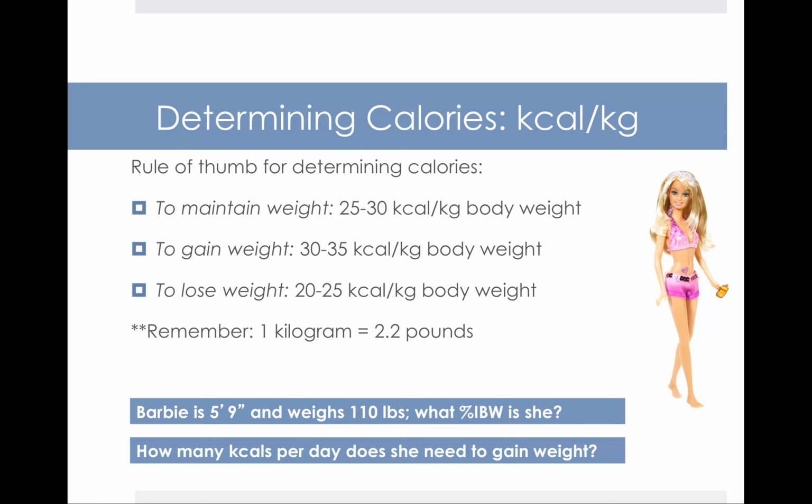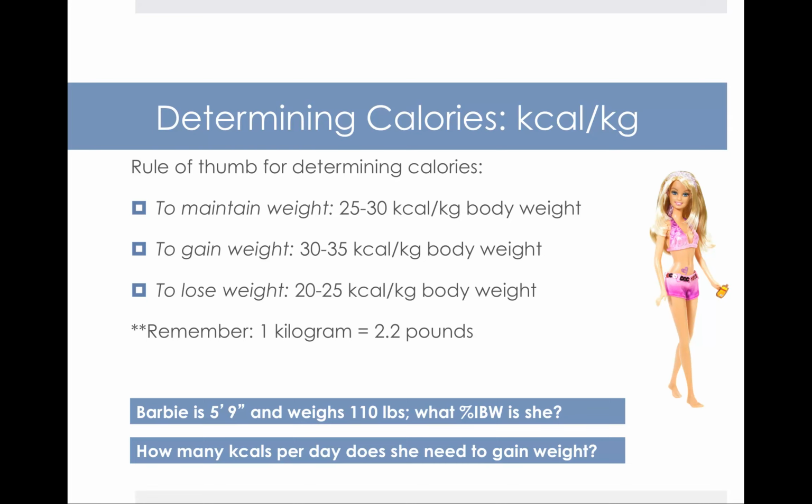And basically the way it goes is that if you want to maintain your weight, multiply your weight in kgs by 25 to 30. If you want to gain weight, you eat more, so multiply your weight in kgs times 30 to 35. If you want to lose weight, multiply your weight times 20 to 25, keeping in mind that 1 kilogram equals 2.2 pounds.